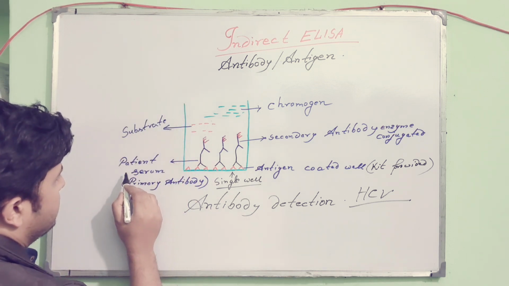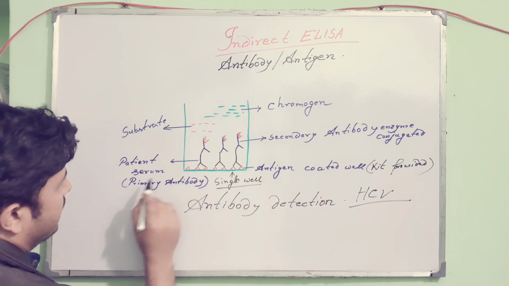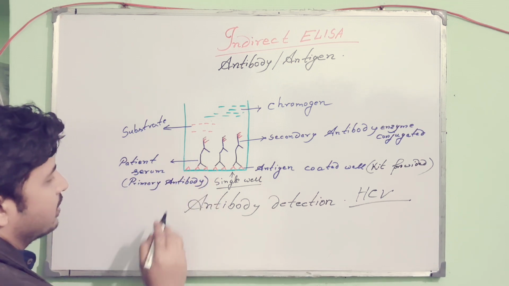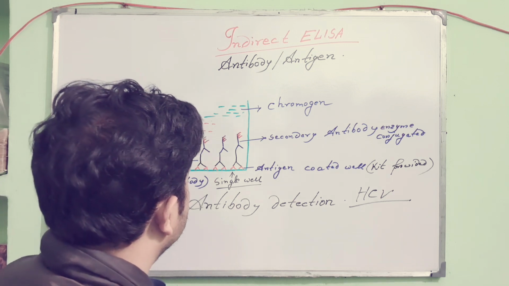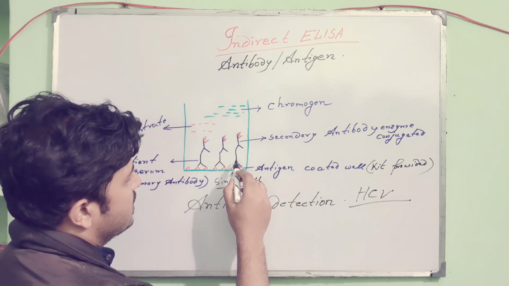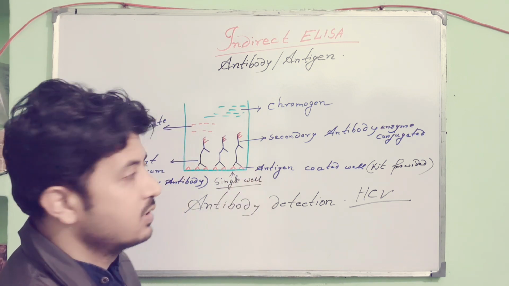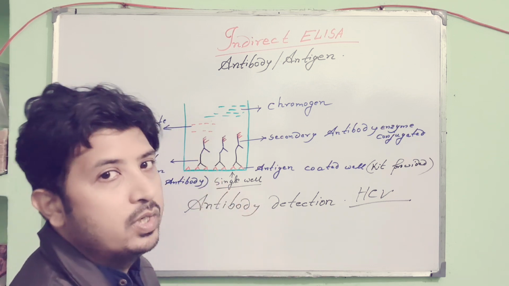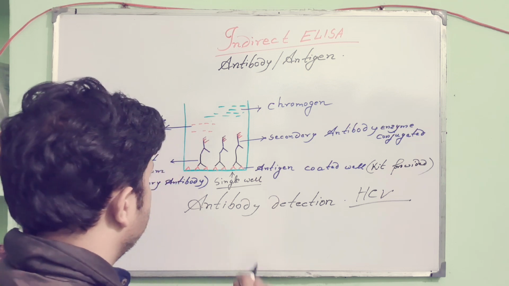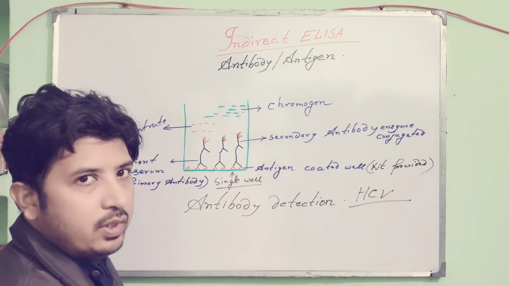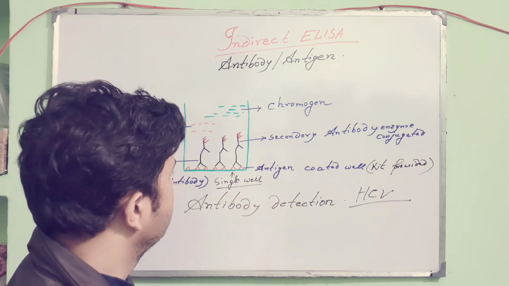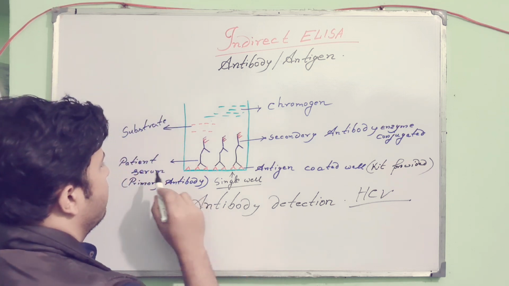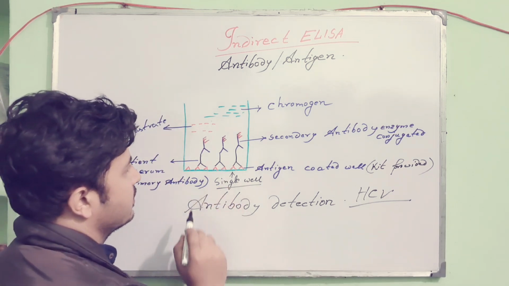Patient serum, if positive, contains the antibody, also called the primary antibody. This antibody is specific for the HCV antigens. So, if it is present, it will bind to the antigens coated in the well. After that, you have to incubate and wash off the unbound antibodies. So, now we have primary antibody and antigens.